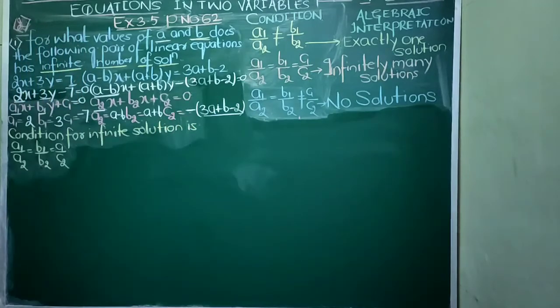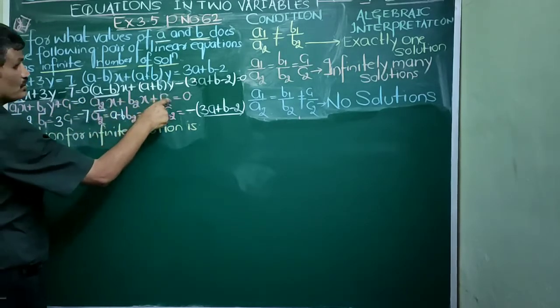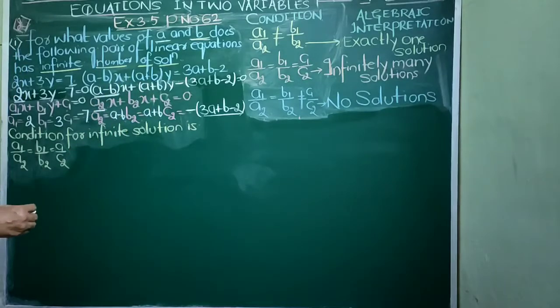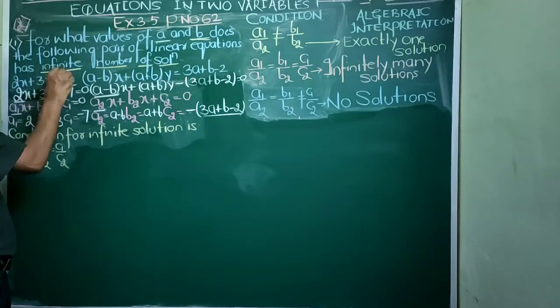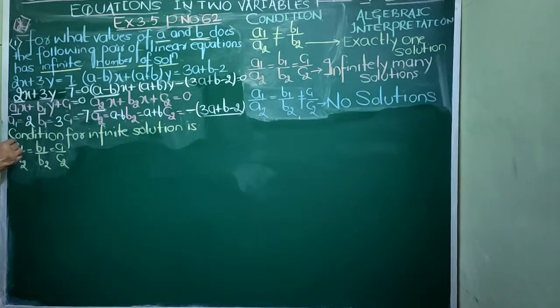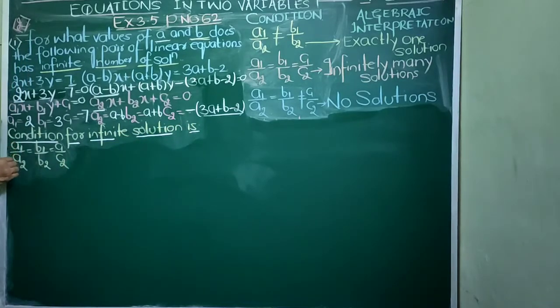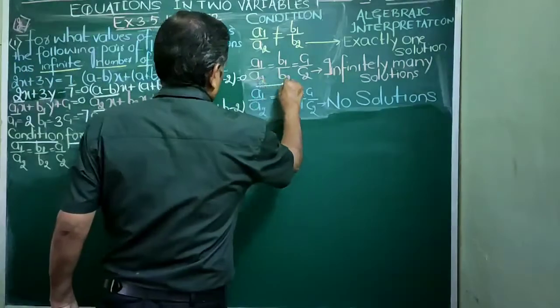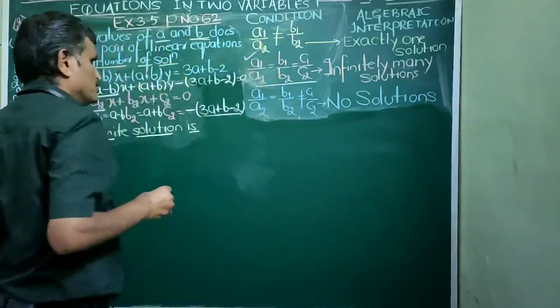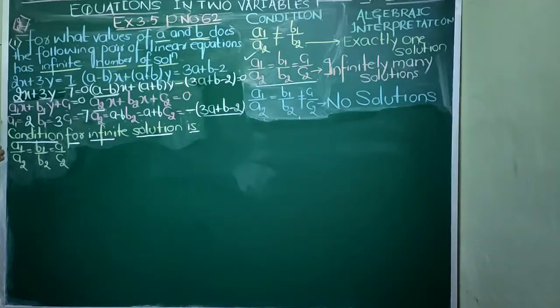Now children, we have found the values of A1, B1, C1, A2, B2, C2, and the question reads, the equation already has infinite number of solutions, and we know that the condition for infinite number of solutions is A1 by A2 should be equal to B1 by B2 should be equal to C1 by C2. This condition we already know. We already have this condition with us. So I am using this condition.